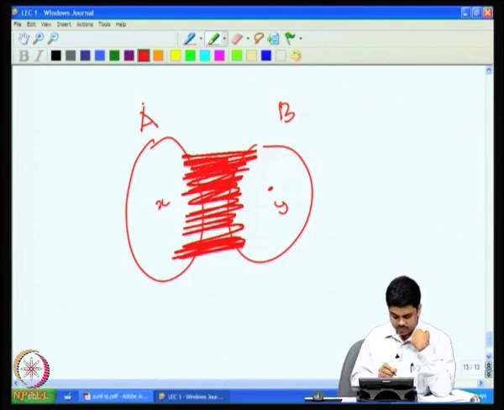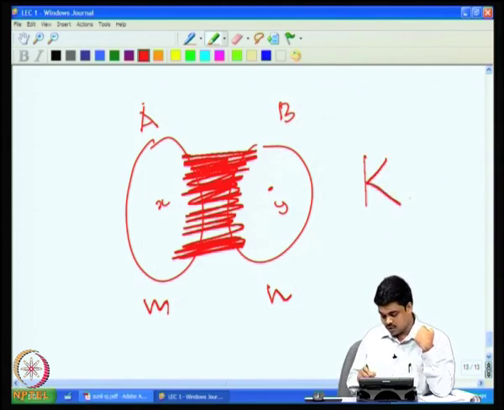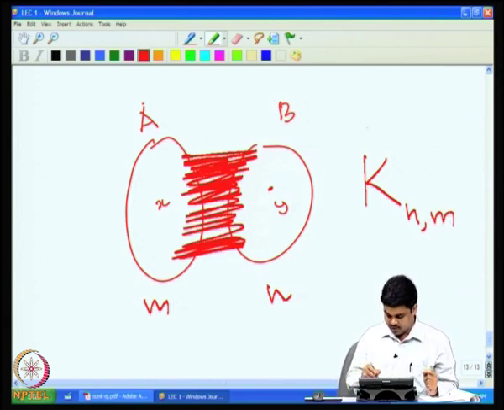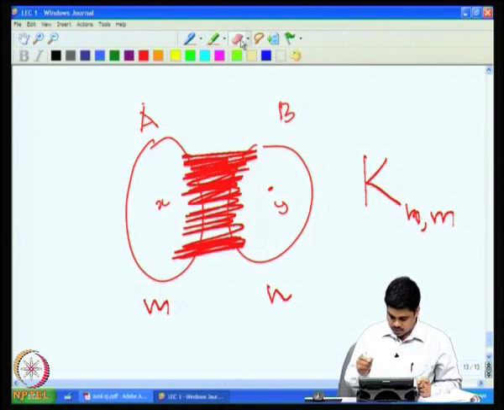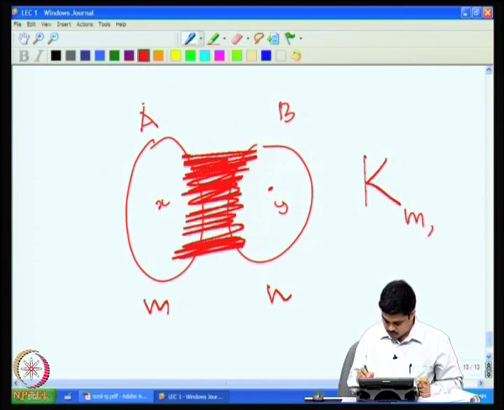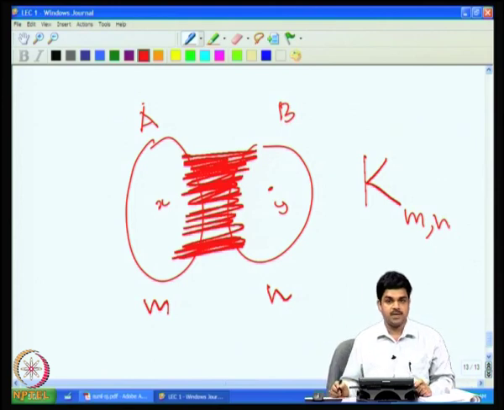So, the notation for this: suppose there are m vertices on this A side and n vertices on this B side, then we will call it K_{m,n}. This is the notation for that. Remember, the complete graph was Kn with n vertices. Here, K_{m,n}, m and n are the numbers of vertices on each side. So, this is a complete bipartite graph.